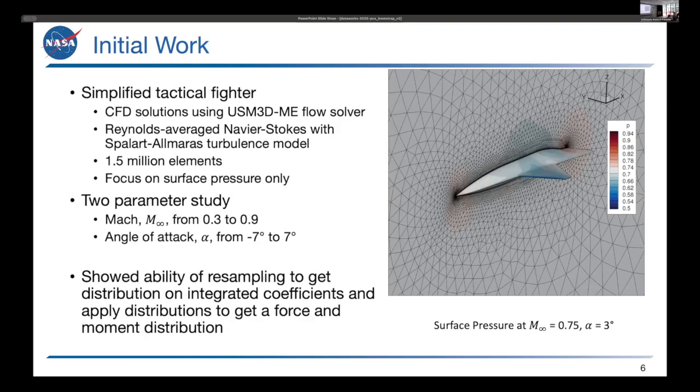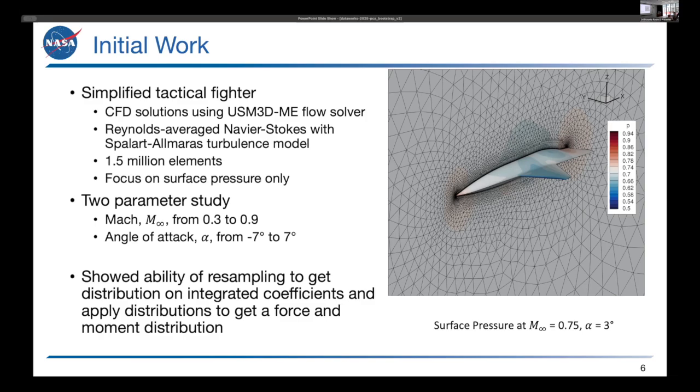So at SciTech, I showed some results using this simplified tactical fighter. We're using CFD data from the USM3D mixed element flow solver. These are RANS solutions with an SA turbulence model. In this work, we're only focusing on the surface pressure of the vehicle, although it's pretty easy to extend to other quantities of interest or the whole flow field, but it does make the problem bigger. We do a simple 2-parameter study of Mach and angle of attack.